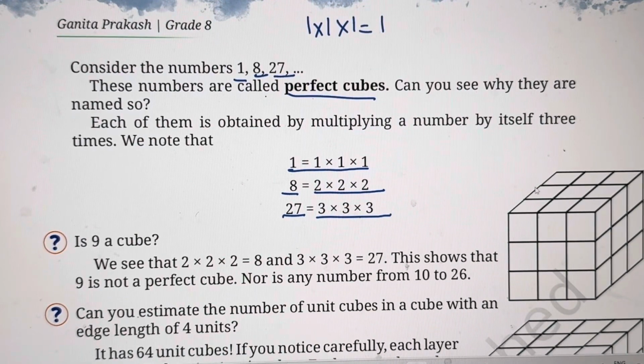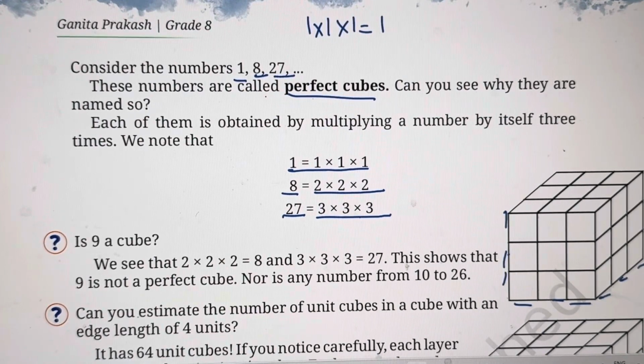You can see the picture also. This is the cube with 27 smaller cubes, each of 1 centimeter. Here you can see 1, 2, 3, 1, 2, 3 and 1, 2, 3, right? You can count like this along the length, breadth and height. That's why it's a cube. That's why they are known as perfect cubes.